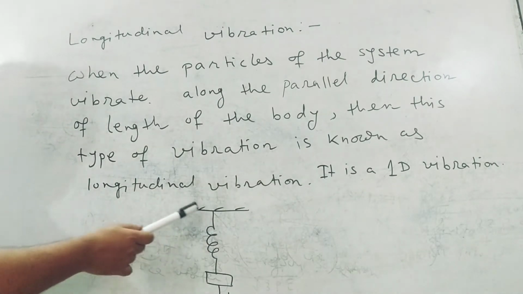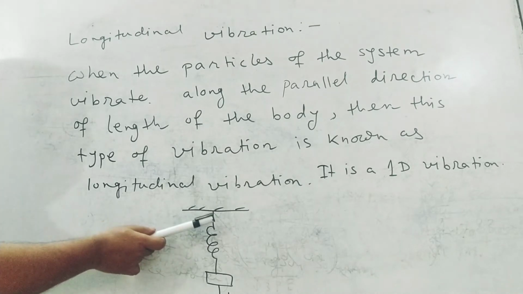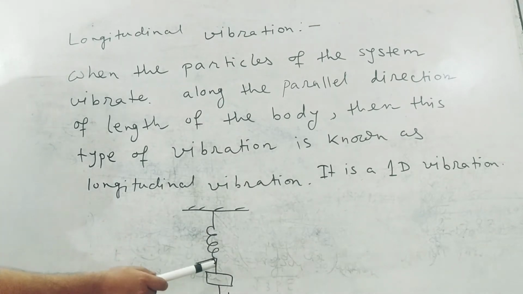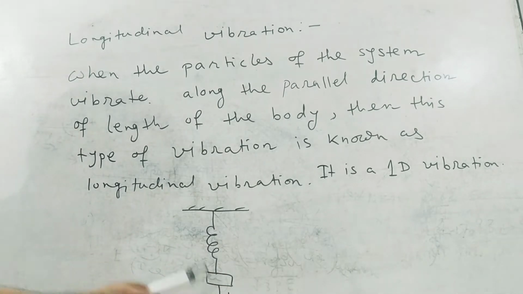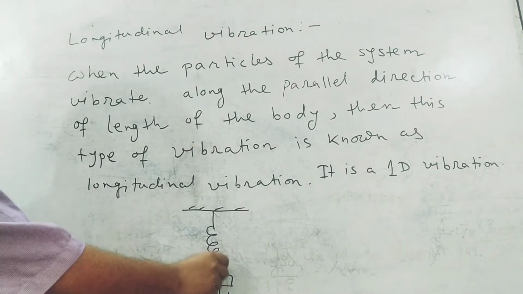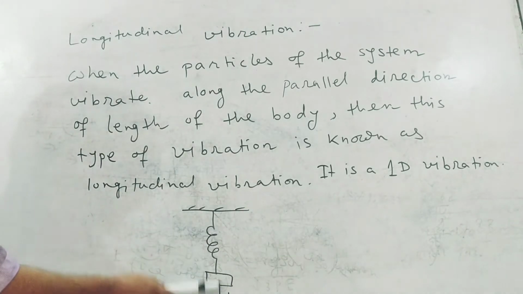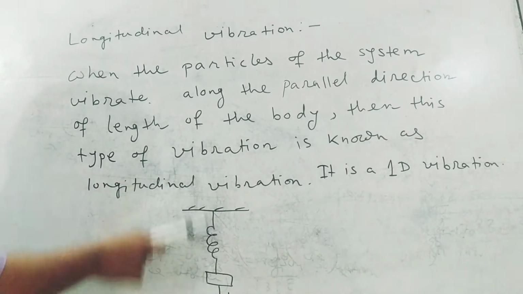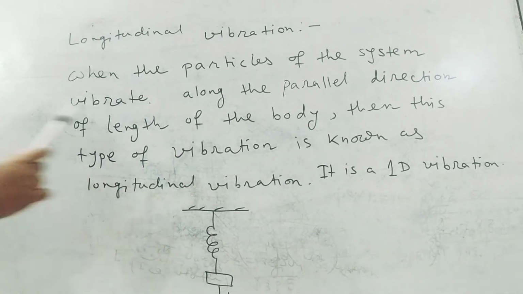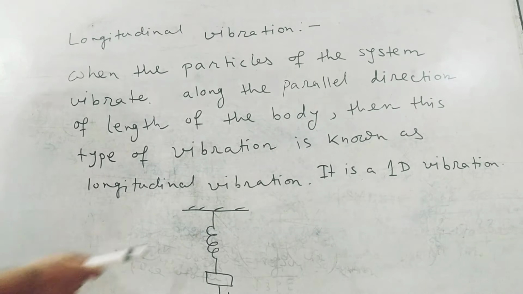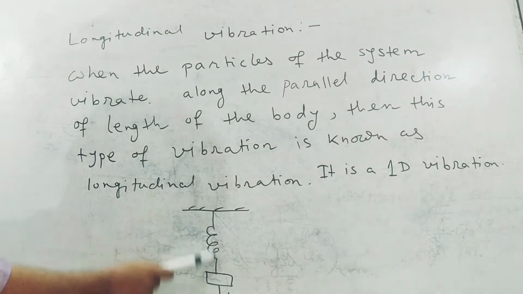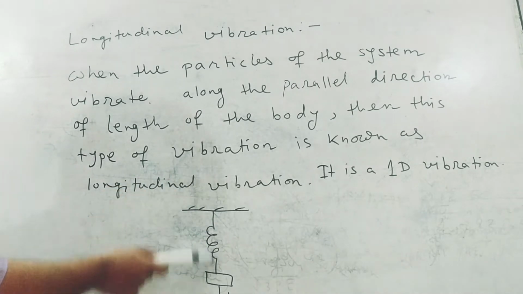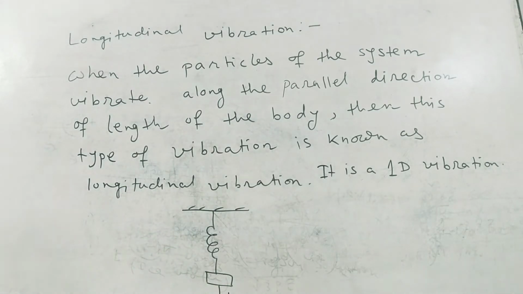Let a spring be suspended from a rigid ceiling and a weight be placed at the other end of the spring. When we pull down the weight, then the spring vibrates along the vertical line. This vibration is along the length of the spring. This is known as longitudinal vibration. In this case, the particle vibrates along the vertical line and the spring is also placed along the vertical line. That's why it is a one-dimensional vibration.